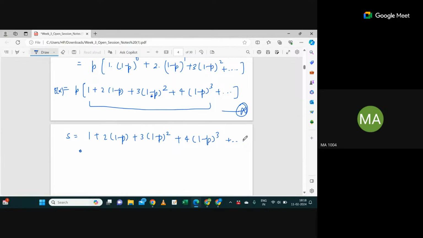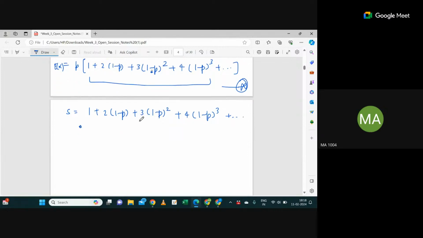To solve this or to get a pattern, if you see there is a multiplication by 1 minus p, so let's multiply this equation with 1 minus p. If you multiply 1 minus p in this equation, what will you get? 1 minus p into 1, correct? That is 1 minus p, plus 2 into 1 minus p square. If you multiply 1 minus p in this term, right? Correct, sir. Plus if I multiply 1 minus p here, I will get 3 times 1 minus p whole raised to the power cube, yes or no? Yes, sir. The power will be increasing.